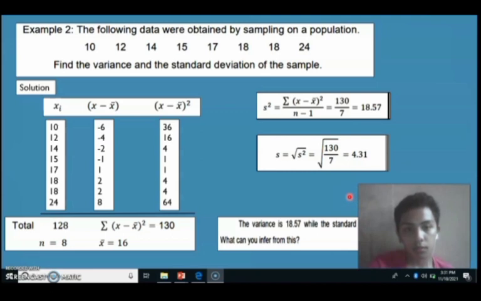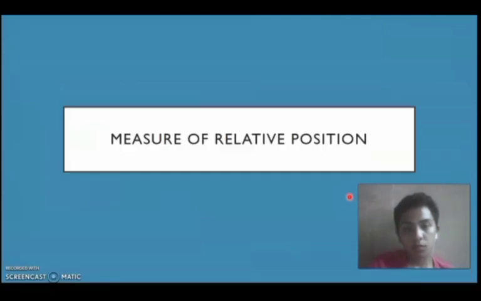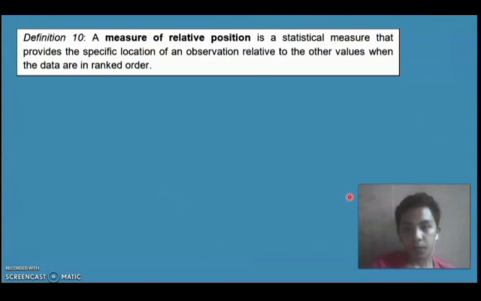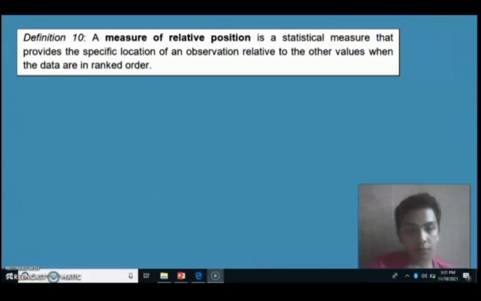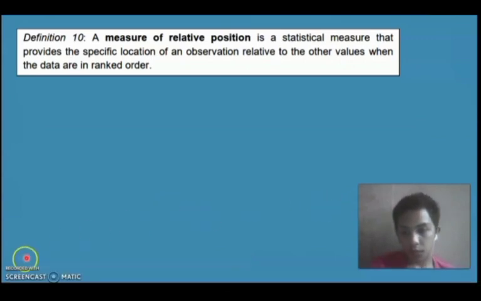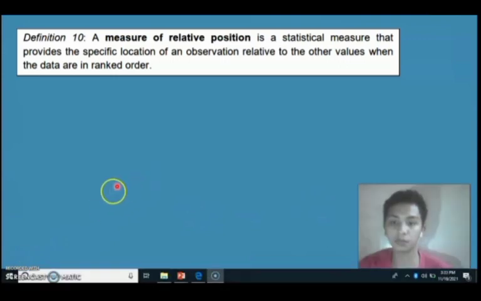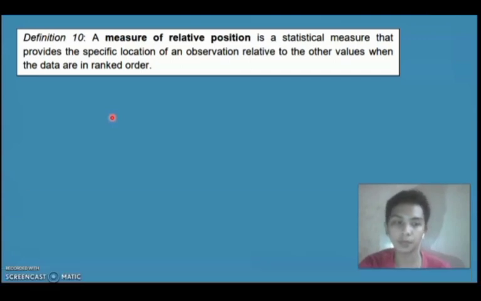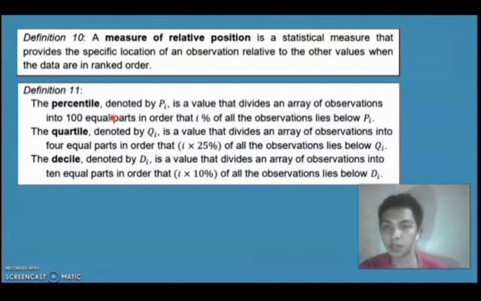Next, measure of relative position. Wait a minute. A measure of relative position is a statistical measure that provides the specific location of an observation relative to the other values when the data are in rank order. This is the definition of percentile, quartile, and decile.